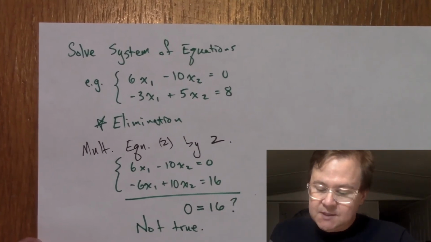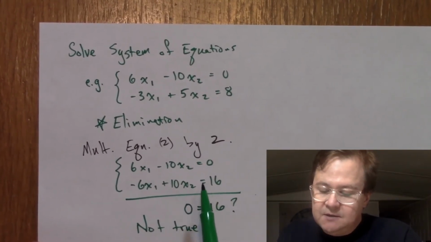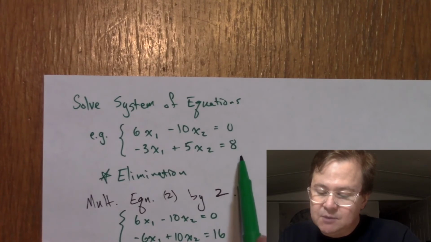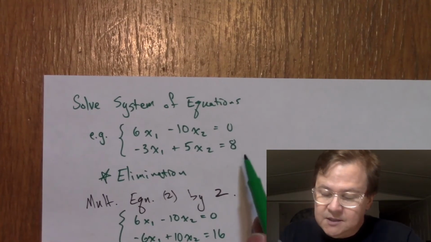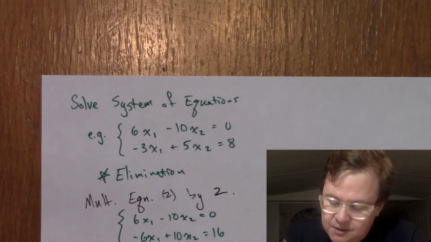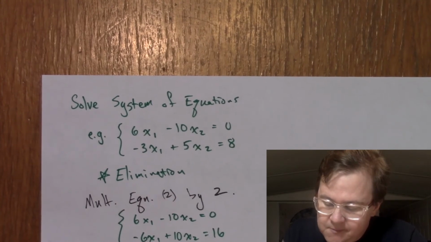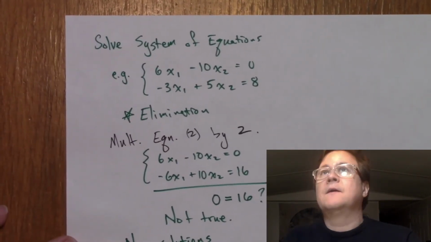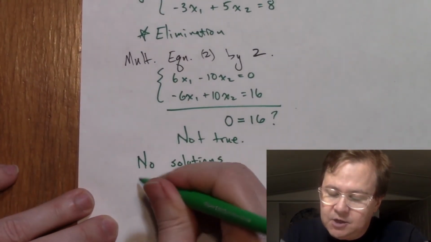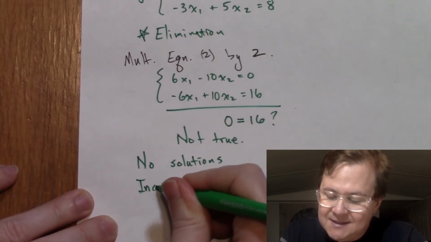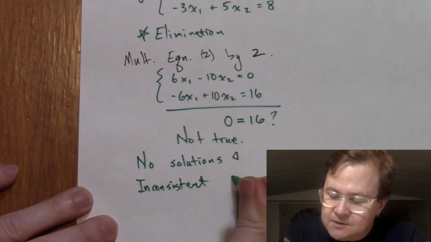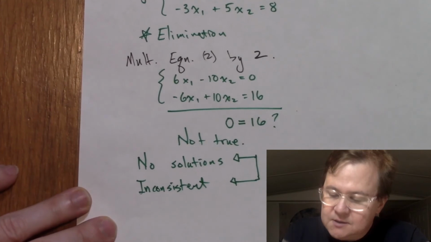What that means is that it's impossible to find values for x1 and x2 to plug into both equations simultaneously and get the same number. It's just as impossible as 0 being equal to 16. So there's no solution, and in linear algebra we say the system is inconsistent. And that simply means that there's no solution.